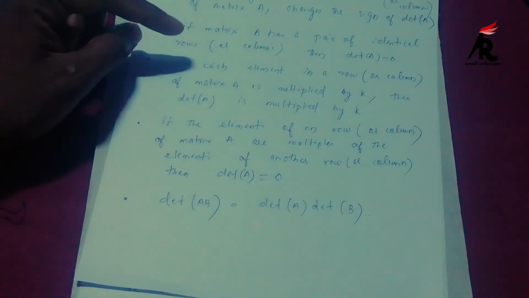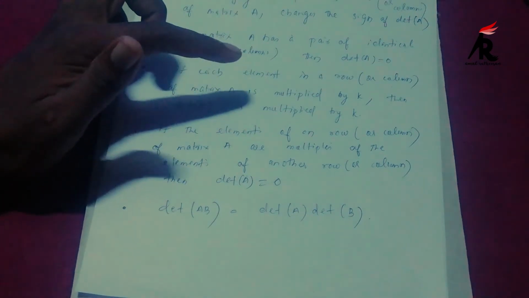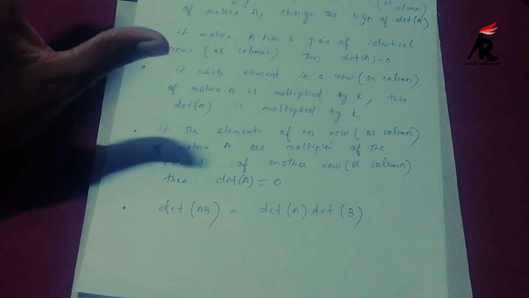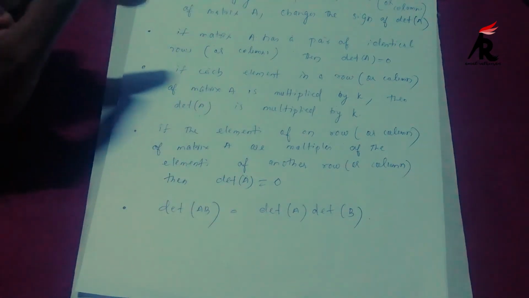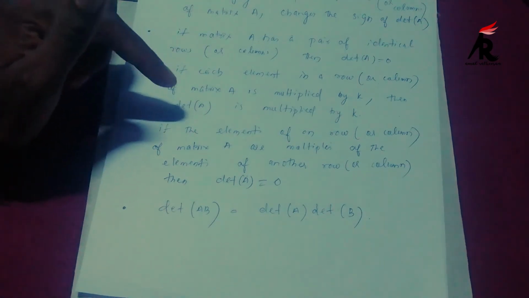Next, if each element in a row or column of a matrix A is multiplied by k, then the determinant is multiplied by k. Not all the rows, even a single row or column multiplied by k, then the determinant of A is multiplied by k.